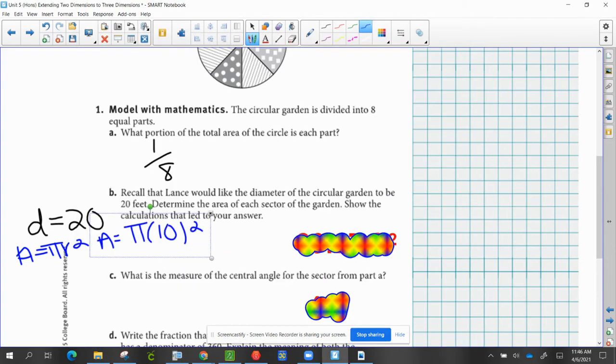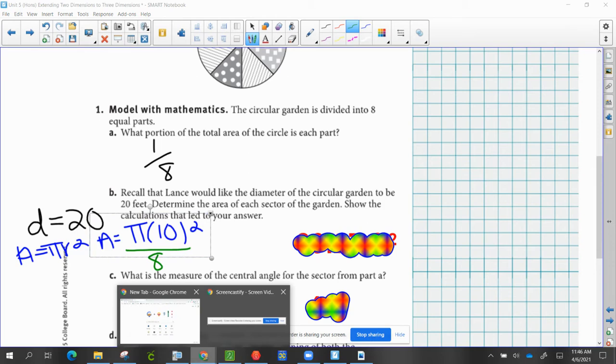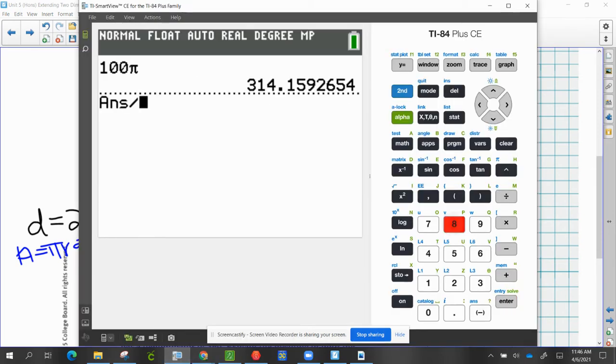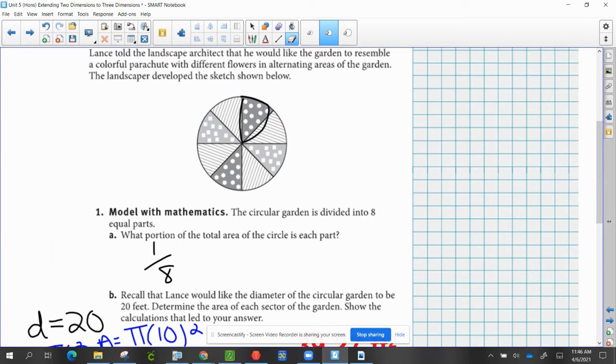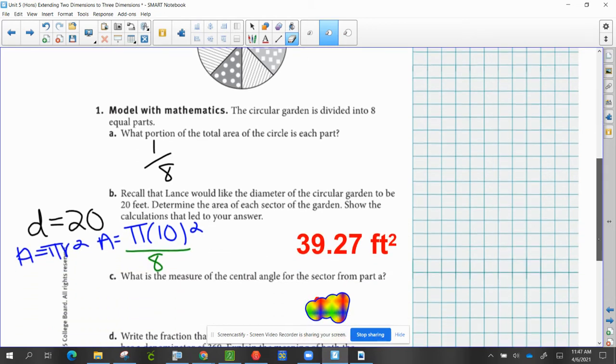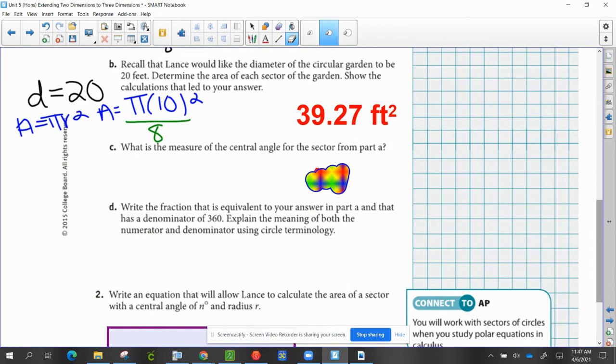Now that's the area of the entire circle. So if I want just the area of one section, that's what it says, determine the area of each sector of the circle, I would just have to take that and divide it by 8, right? To get just one piece. So let's do that in our calculator. Divide that by 8. And there is our answer. So that is one way where we can find the area of a sector of a circle. So if it's divided into equal parts, then you can do that. Now the circle won't always be divided into equal parts. So we are actually going to come up with a formula that'll help you find the area of a sector of any circle.